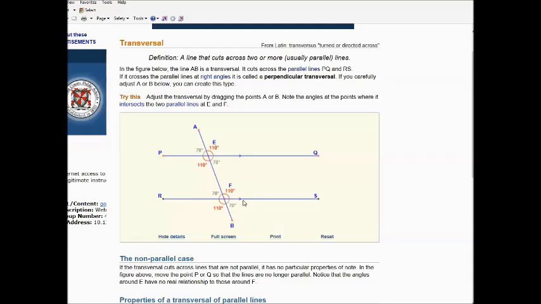So notice the angle measures that are here. This acute angle, 70, the obtuse angle, 110. In fact, if you look at all the angle measures, you'll notice that all of the acute angles say 70 and all of the obtuse angles say 110.